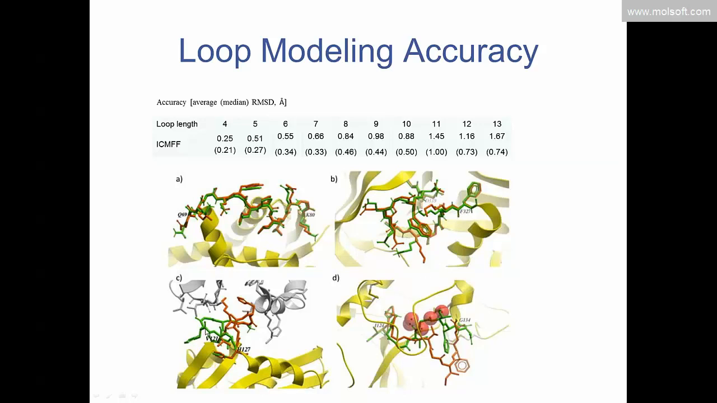In some other cases the loop region is not well predicted, because you need to make sure that you have the full protein structure. For example, if you modeled this loop, in reality in the crystal structure it's interacting with another subunit, so you need to make sure you include all the data in order to achieve a good prediction.